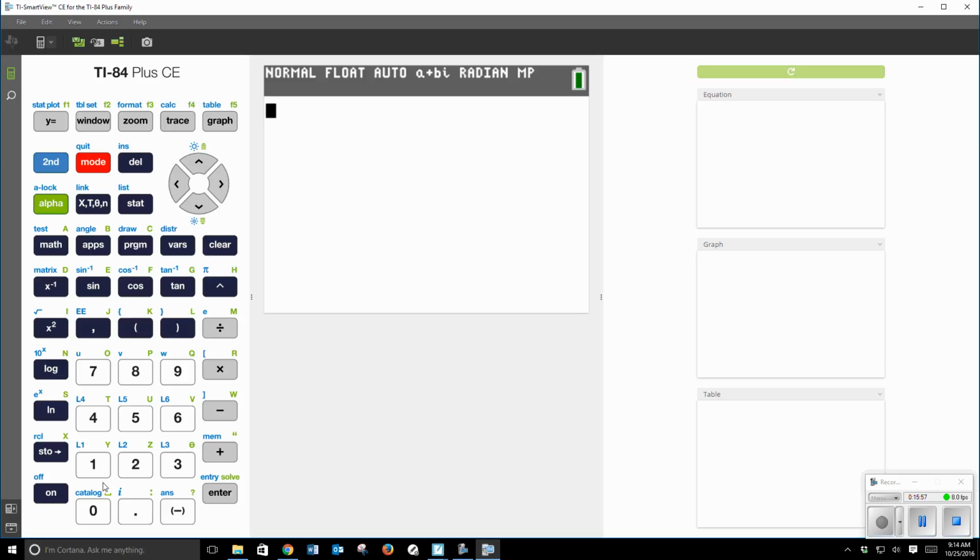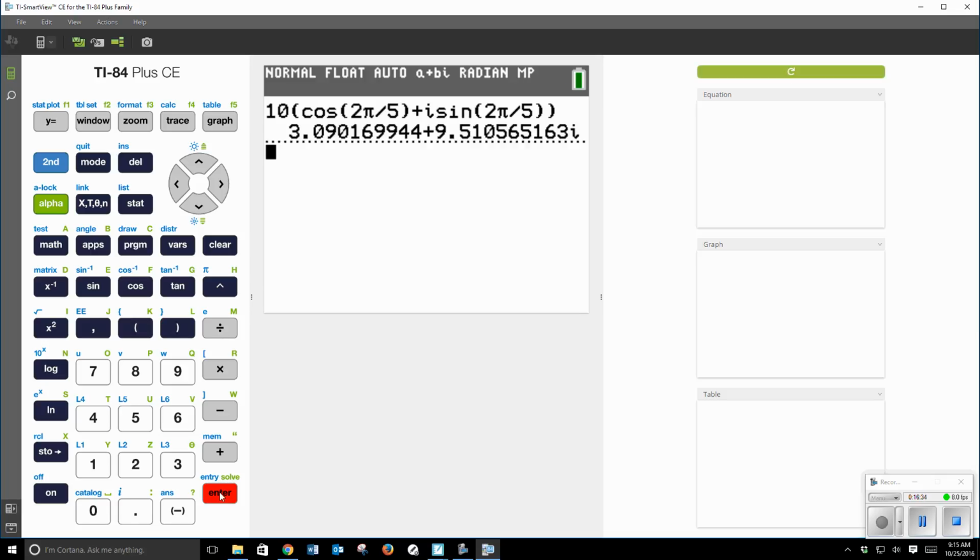You'll put in 10. Open parentheses, cosine 2 pi divided by 5, close parentheses, plus second, and then you have to put the i in there, it's down there at the bottom, sine 2 pi divided by 5, and at the end you don't have to close parentheses, but we can. We would have to close the one that goes with sine and the one that follows the 10. And if you hit enter, you get your answer.